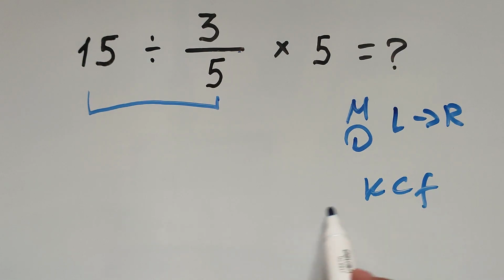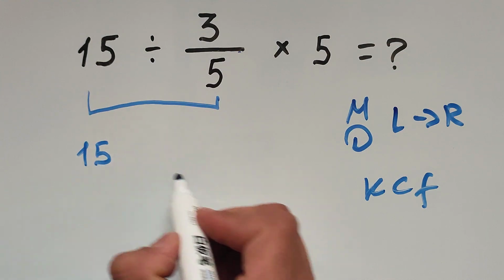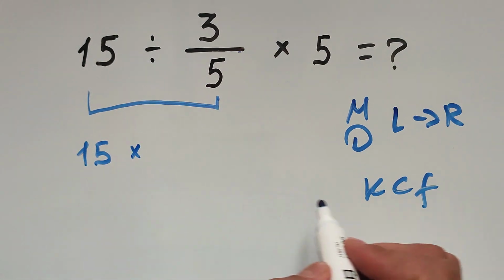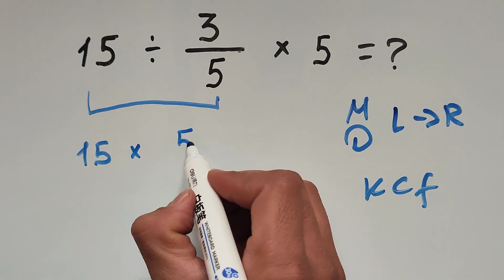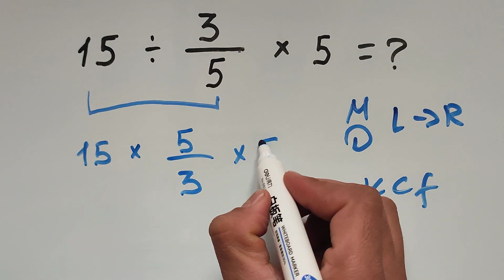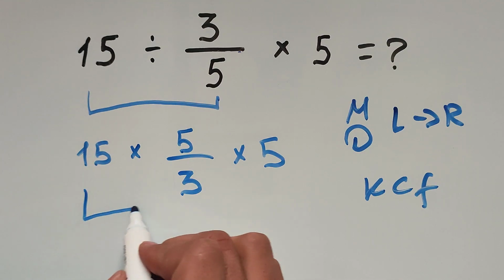And here, first, according to this rule, keep 15. And we have to change division to multiplication, and we have to flip 3 over 5. When we flip it, it becomes 5 over 3, multiplied by 5. And according to this rule, we have to work from the left to the right.